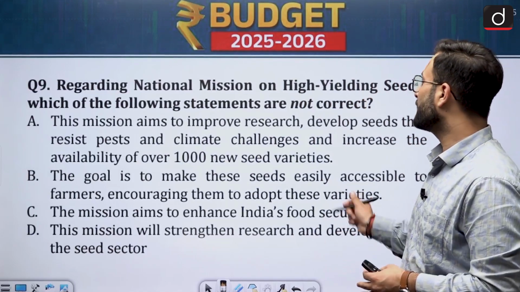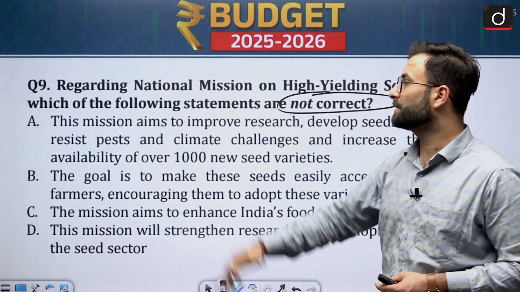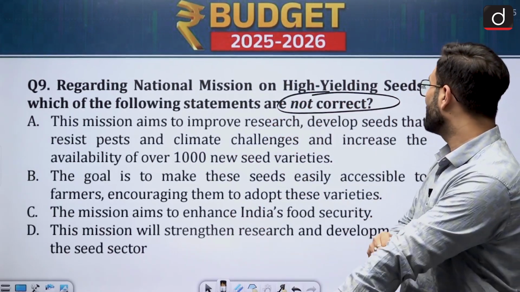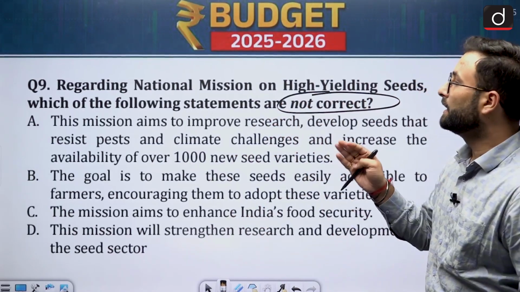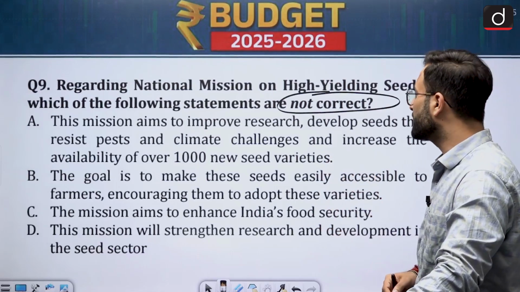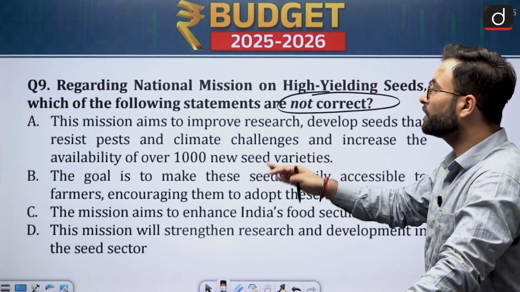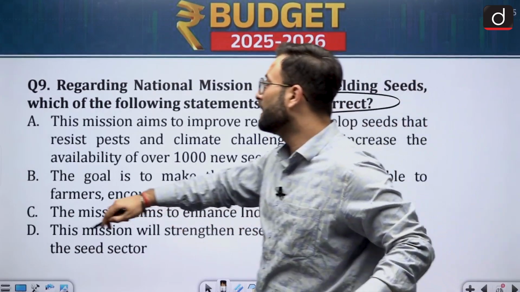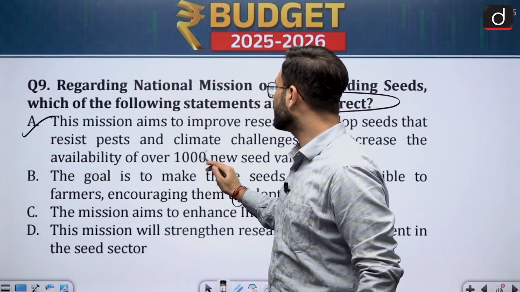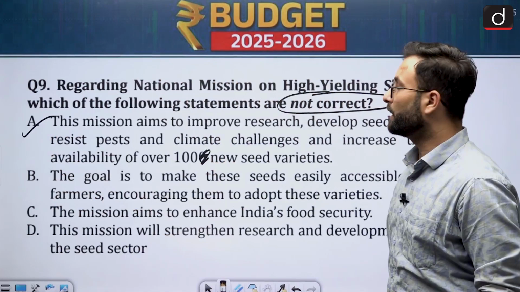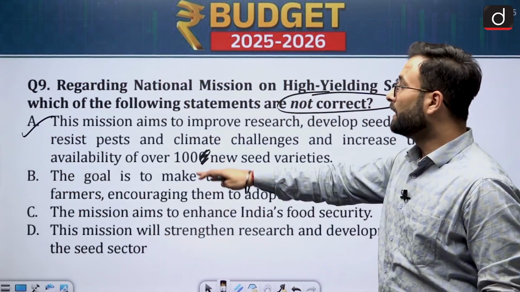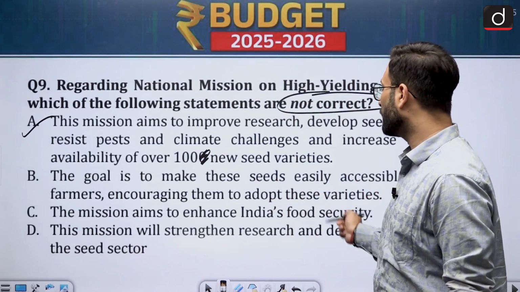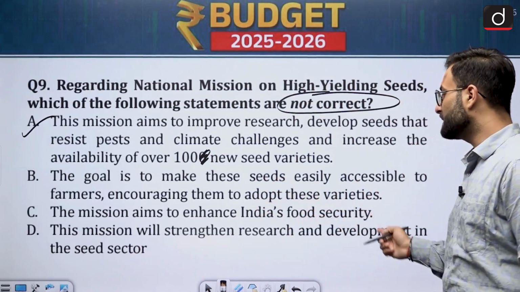They are talking about the statement which is not correct over here. Let's see. This mission aims to improve research and development, develop seeds that resist pest and climate challenges, and increase the availability of over 1,000 new seed varieties. Now this statement itself is incorrect. Option A is the right answer. It is not 1,000, it is 100. So 100 new seed varieties will be introduced. The goal is to make these seeds easily accessible to farmers, encouraging them to adopt these varieties. The mission aims to enhance India's food security.